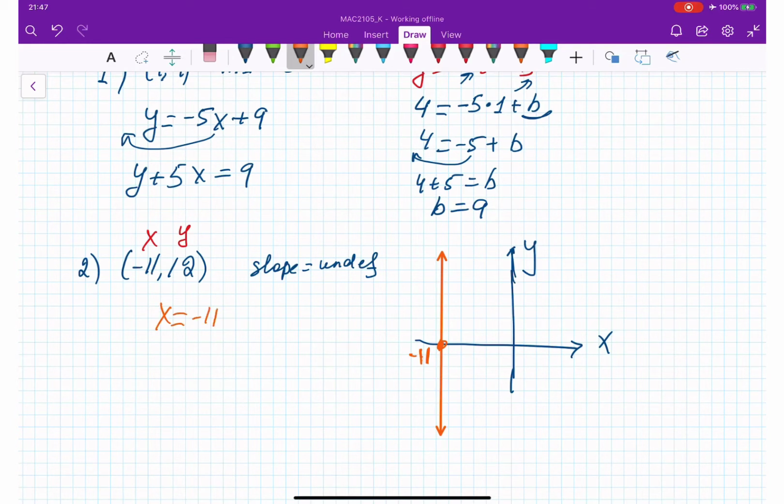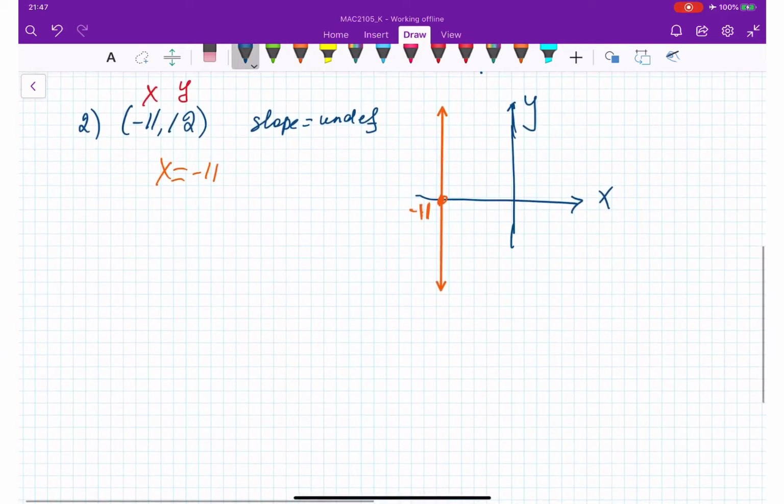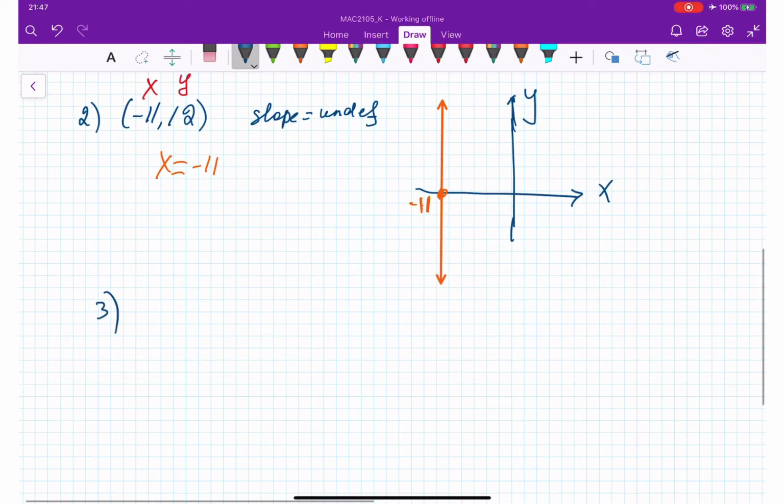Okay, question number 3. Write an equation of the line through point (4, -14), having slope 0. So what will be our equation? Okay, so when do we have slope equal to 0?